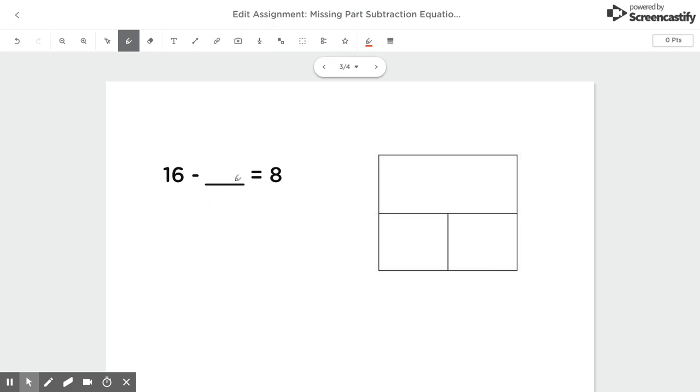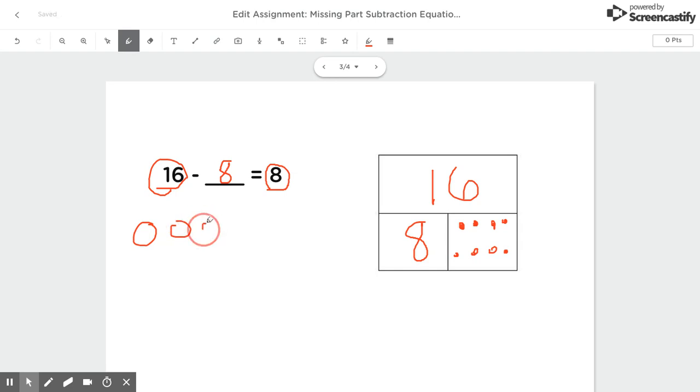If I'm using a part-whole box, I'm going to make 16 as my whole. And then I know that 8 is one of my parts. So looking at this, I need to go from 8 to 16. So 8, 9, 10, 11, 12, 13, 14, 15, 16. So I drew 8 dots. So it should be 16 minus 8 equals 8. Let's check it. I'm going to draw a picture.